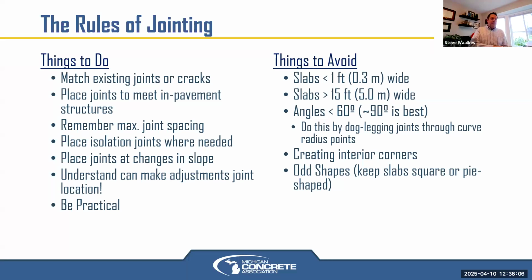So avoid acute angles, anything less than 60 degrees. And you do this by dog-legging joints through the curve radius, and avoid L-shaped slabs, interior corners, or re-entrant corners, as some people like to call them. And we try to avoid odd shapes if possible, but it's virtually impossible. Again, referencing FAA, they end up putting wire mesh in each individual odd-shaped slab. They do reinforce with mesh or rebar in some of those, but they don't extend it across the joints.